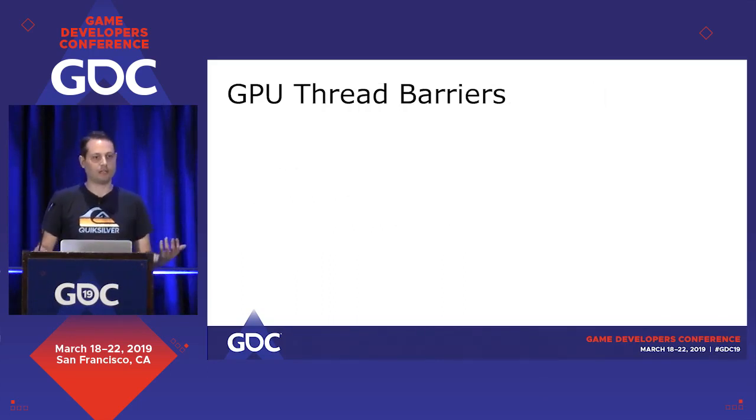So since we got this big parallel machine running lots of threads, that means we need some form of a thread barrier on a GPU, right? This is going to be to make sure that a bunch of threads are totally finished before another group of threads will start up again.